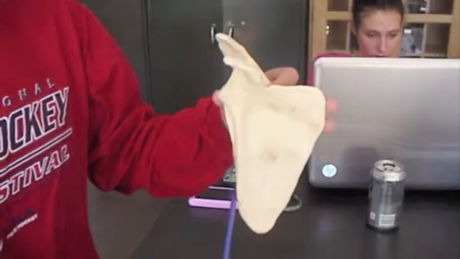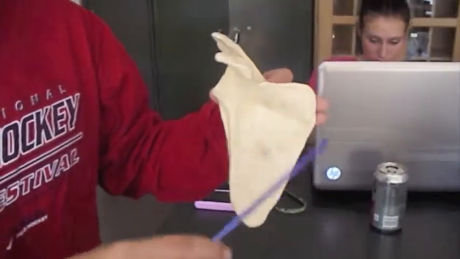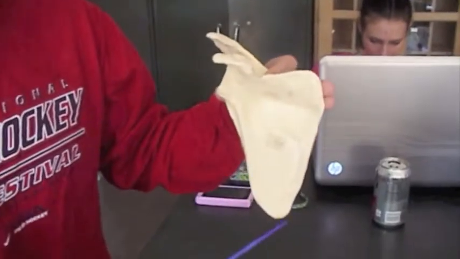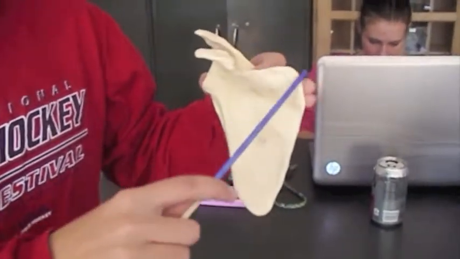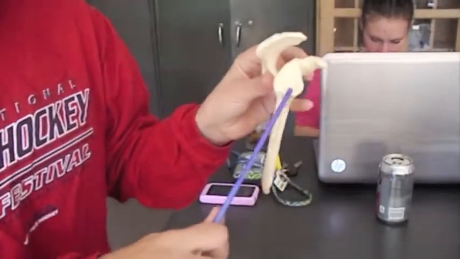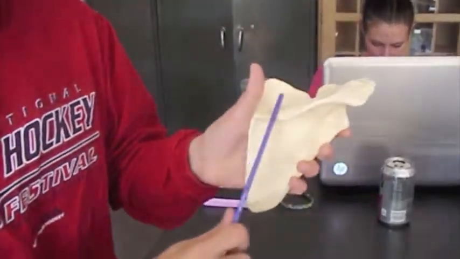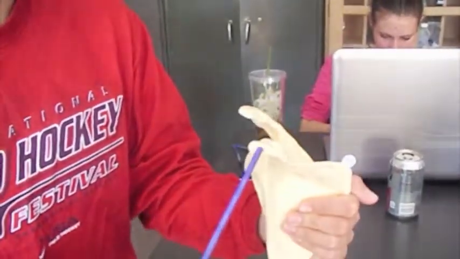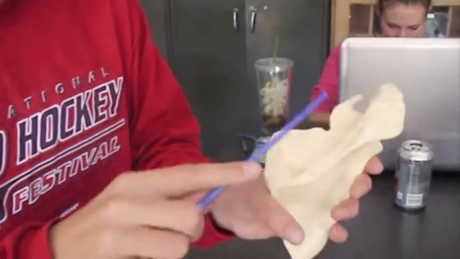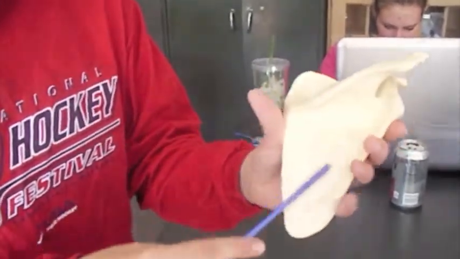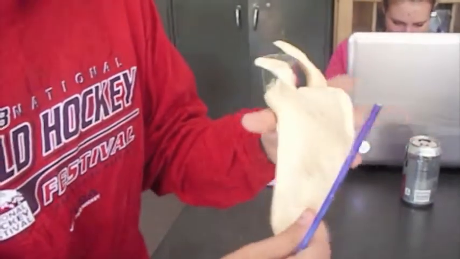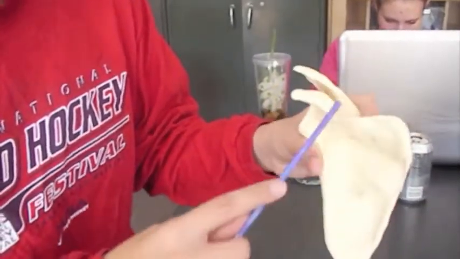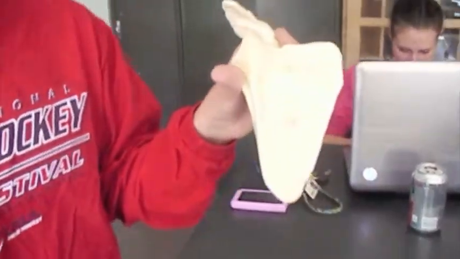Scapula. Okay, we have the lateral border, the medial border, the superior border, the inferior angle, the superior angle, the glenoid fossa, the spine, the acromion process, the coracoid process, supraspinous fossa, the infraspinous fossa, the subscapular fossa, and the subscapular knot, and that is a scapula.